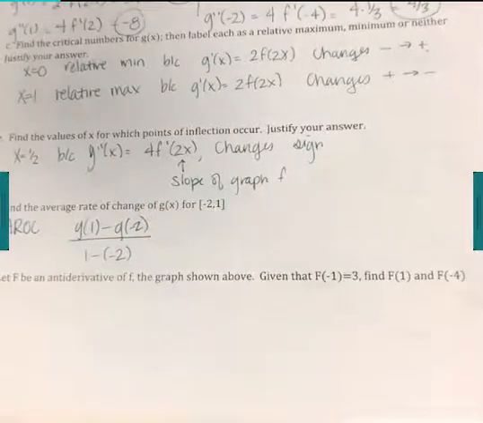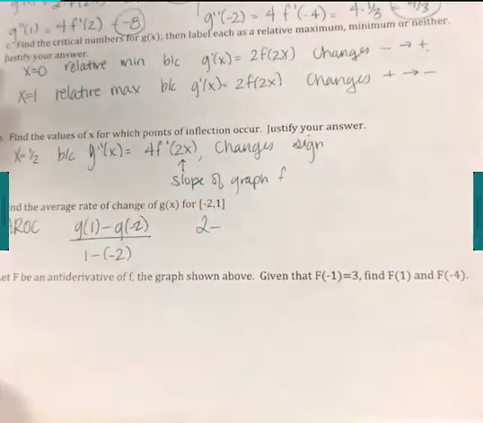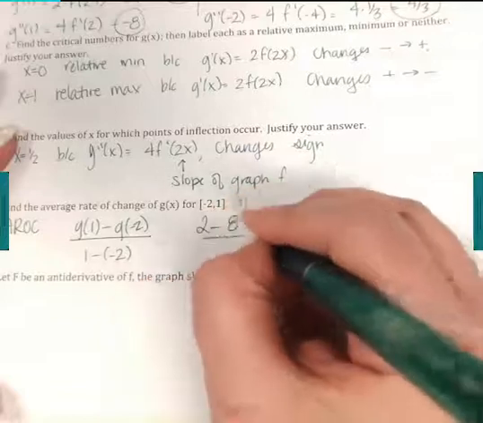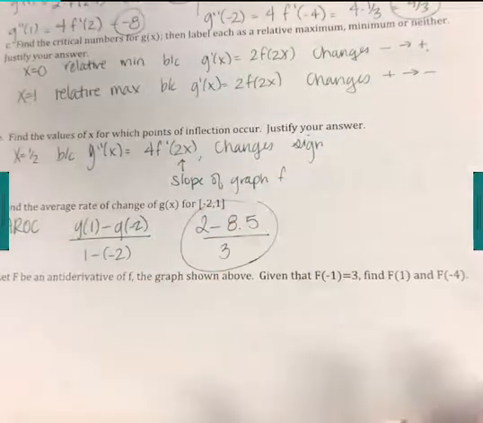Good. Okay, I already found one of those. Or actually, I found both of those. What was G of 1 in part A? 2. What was G of negative 2 in part B? 8.5 over 3. Answer. Okay, leave it. Doesn't matter.